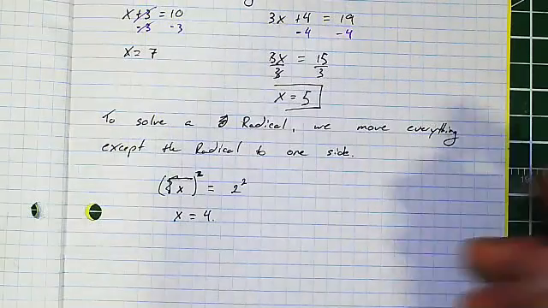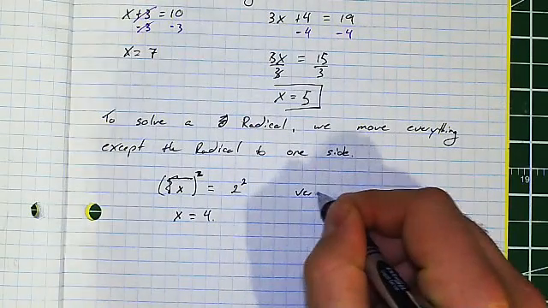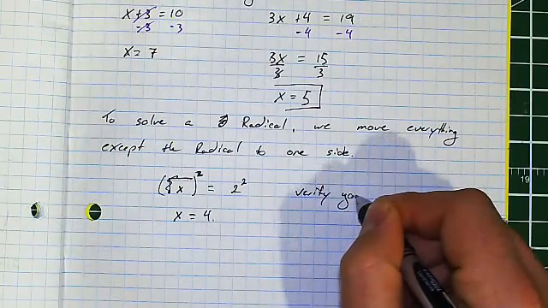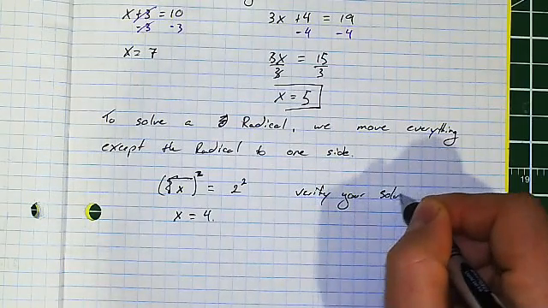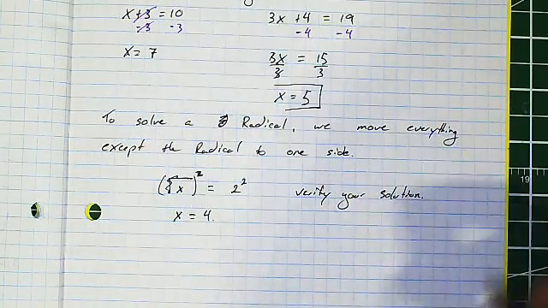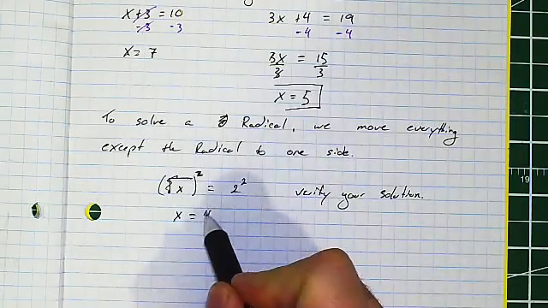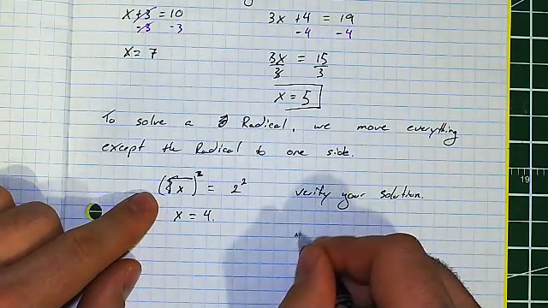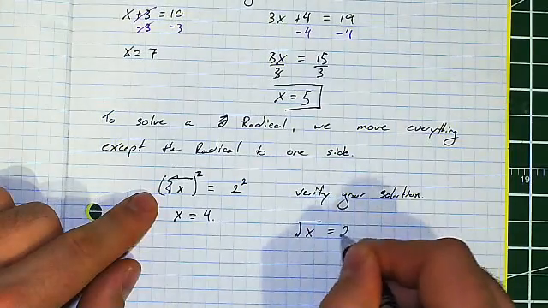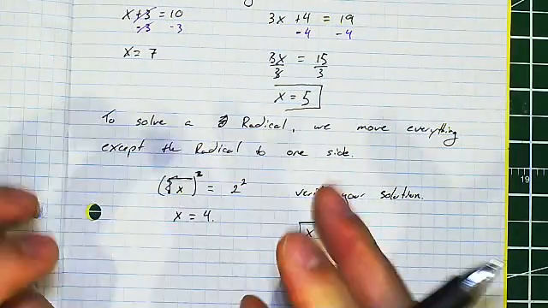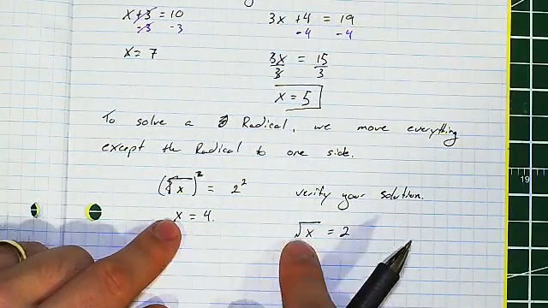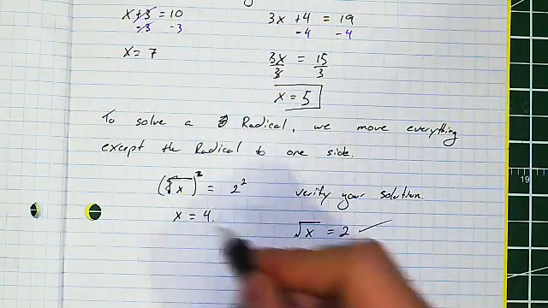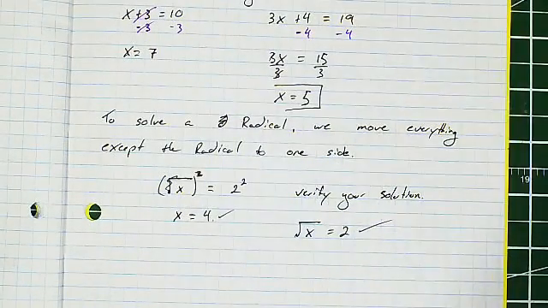Now, kind of a useful trick to verify your solution, which I believe the book will ask you to do quite often, is basically take your answer and plug it back into your original equation. So if the original equation was square root of x equals 2, I know that my solution is supposed to be 4, so does the square root of 4 equal 2? Absolutely. So we know that our solution of 4 is correct.